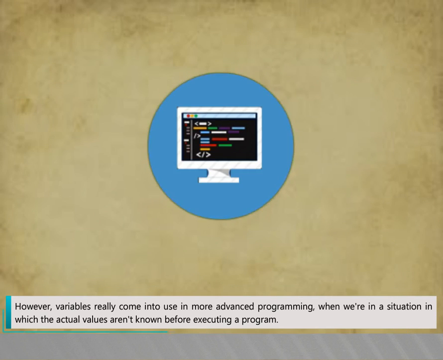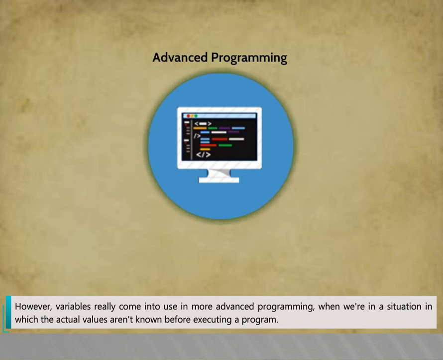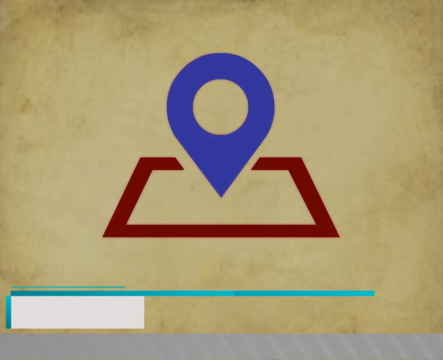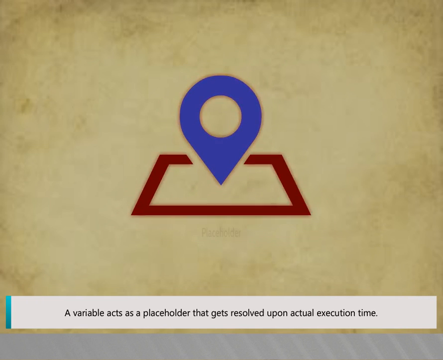Variables can be used at the very least to make code more readable for humans. However, variables really come into use in more advanced programming, when we are in a situation in which the actual values aren't known before executing a program. A variable acts as a placeholder that gets resolved upon actual execution time.